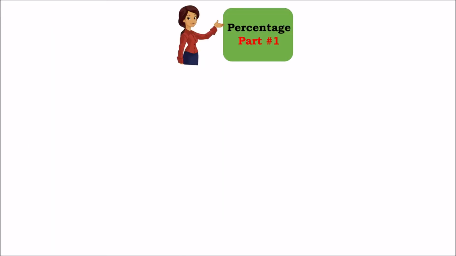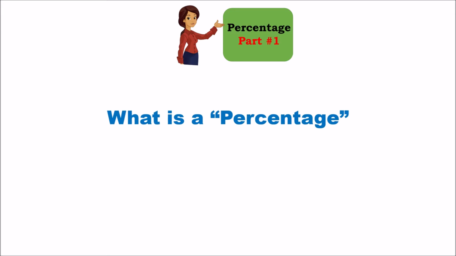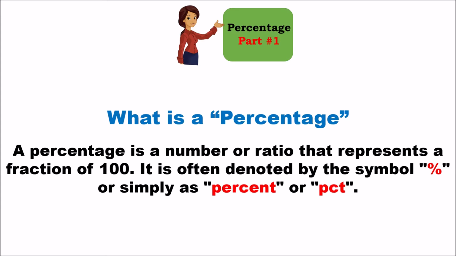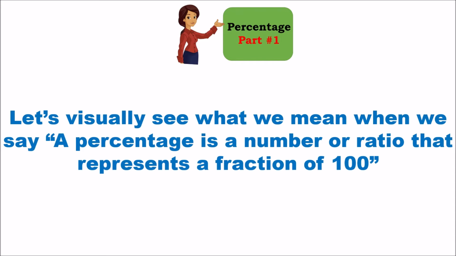Okay. So the first thing we're going to look at is to try to understand what we mean by percentage. The definition is up on the screen now. A percentage is a number or ratio that represents a fraction of 100. Basically, whatever number you want to express as a percentage needs to be a fraction of 100, so it needs to be something out of 100. When you're writing a percentage down, the symbol that you use is either the percentage symbol, percent, or PCT.